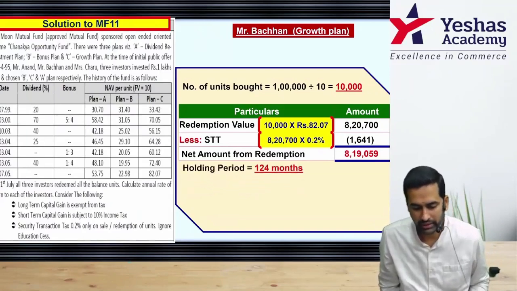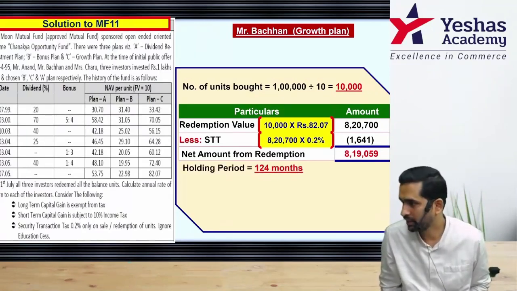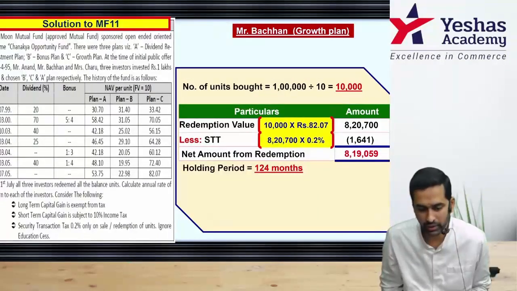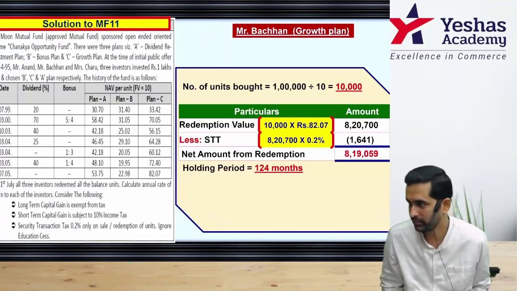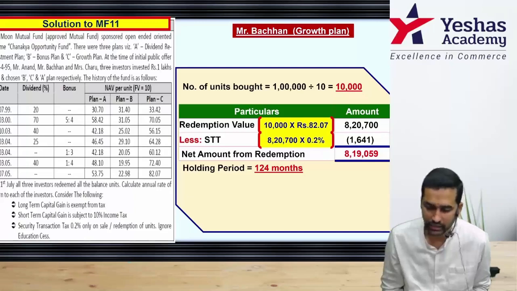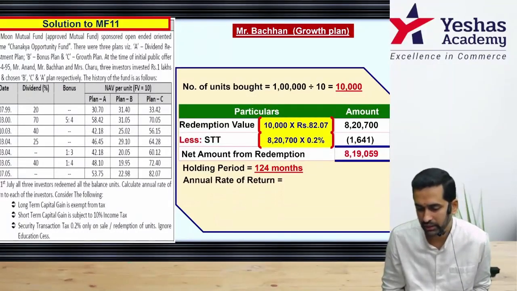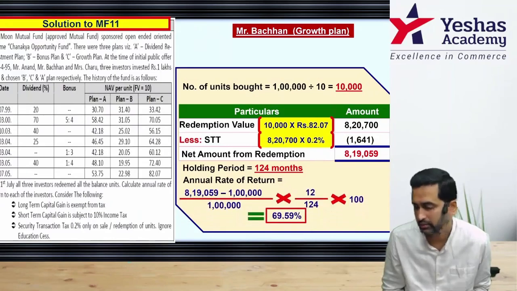Now tell me how to calculate rate of return. Same holding period, 124 months. All of them started on the same day and sold all units on the same day. So that time period is same for all three investors. Easy calculation now. 819059 minus 1 lakh rupee. Correct? Divided by 1 lakh. This will give you total rate of return. But you want it for 12 months. So you can do into 12 by 124.